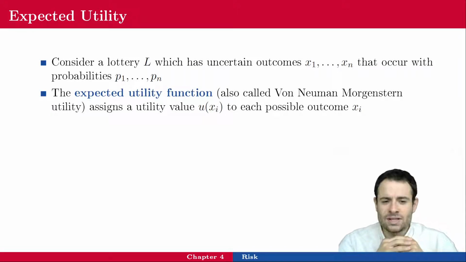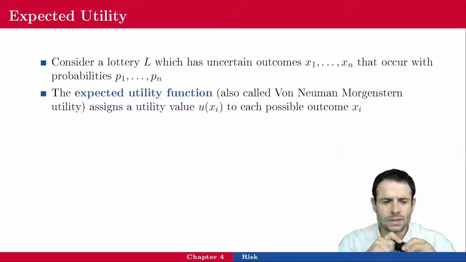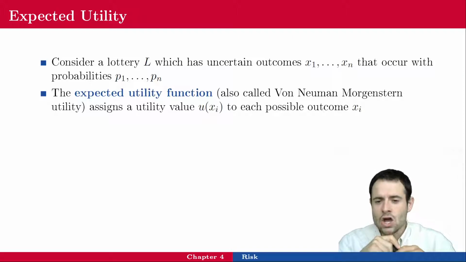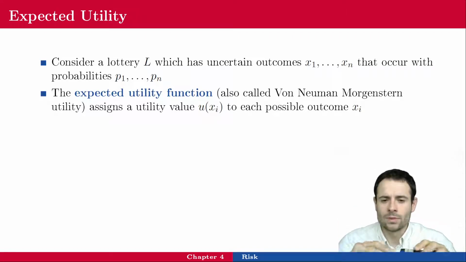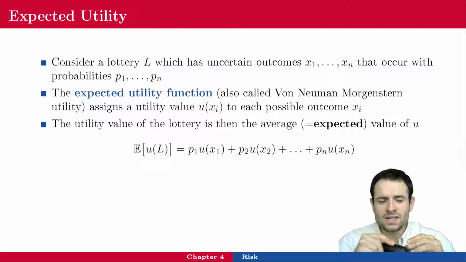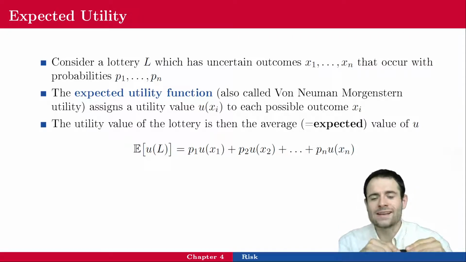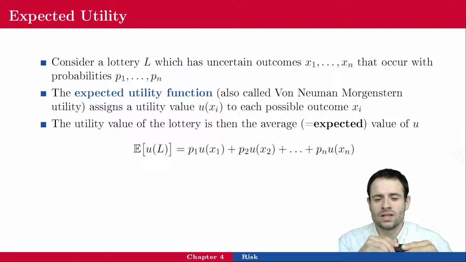The expected utility function, which is also called the von Neumann-Morgenstern utility, is related to the creators of this concept in 1944-45. This function assigns a utility value, u of xi, to each possible outcome. So, the utility value of the lottery, because it is not played yet, will be the average value of u, or the expected value of the utility.